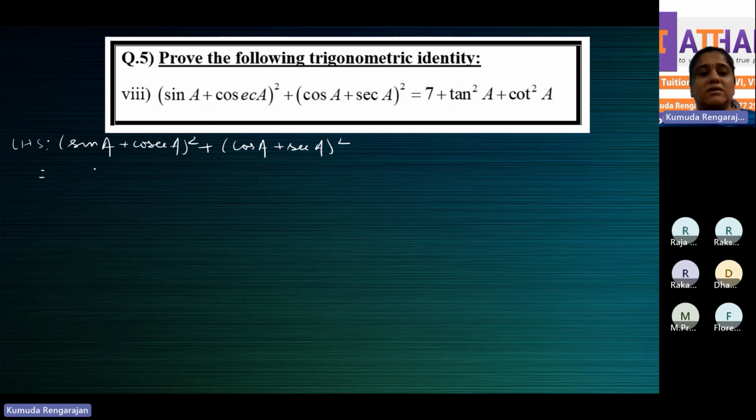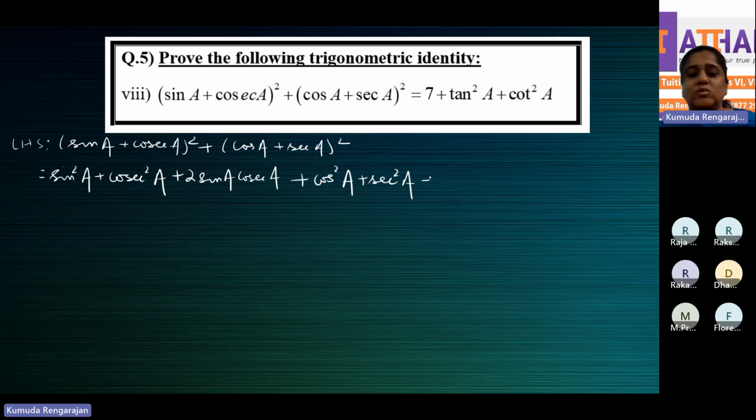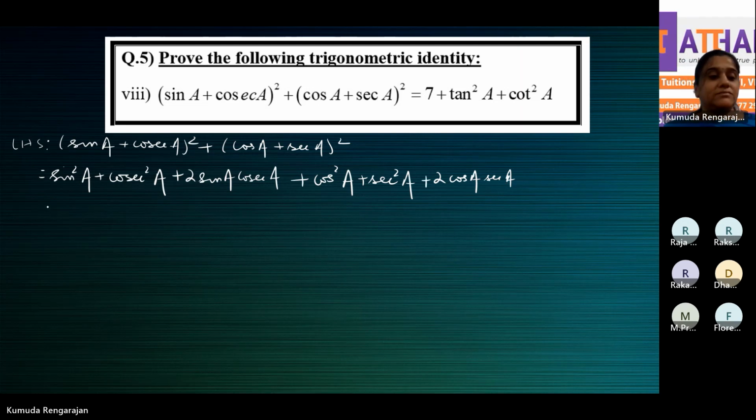So now this is like A plus B the whole square. Expand it: A square, so sin square A, plus B square, cosecant square A, plus 2AB, 2 into sin A into cosecant A, plus cos square A, plus secant square A, plus 2 cos A secant A. Now we'll rearrange, all right?